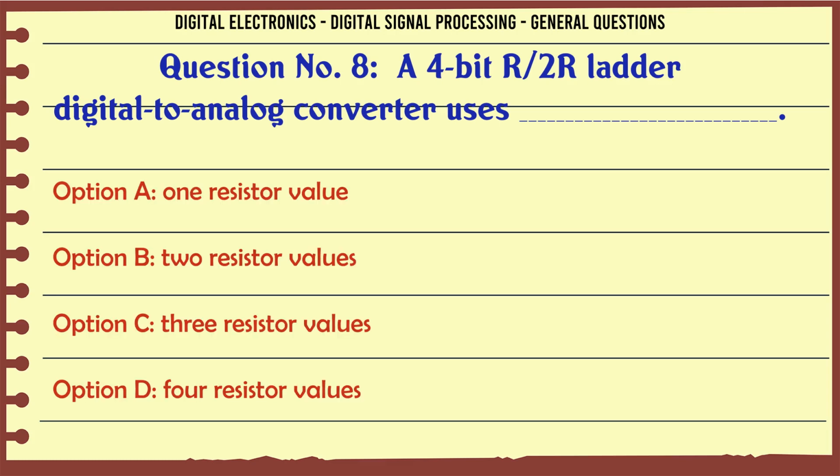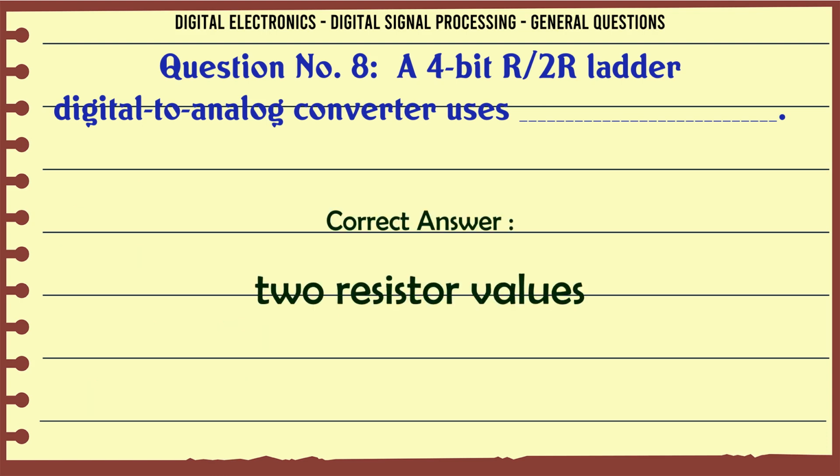A 4-bit R2R ladder digital to analog converter uses A. 1 resistor value, B. 2 resistor values, C. 3 resistor values, D. 4 resistor values. The correct answer is 2 resistor values.